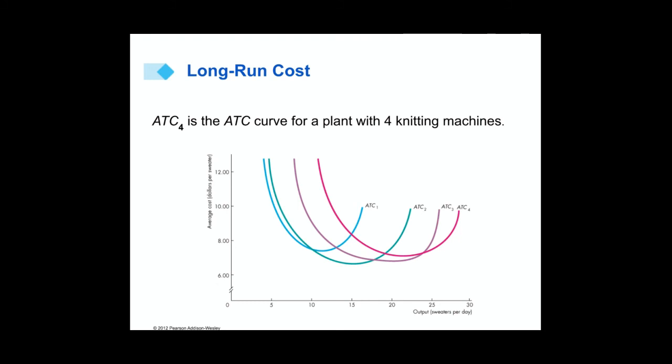And remember, the goal of the firm is to maximize profits. It does that by producing the highest output at the lowest average total cost, because profits are equal to revenue minus cost.